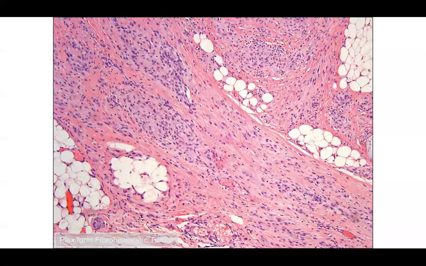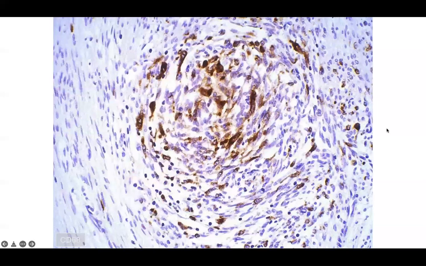More examples of the biphasic morphology, where you've got some focal nodular collections of histiocytic cells interdispersed among a spindle cell population. So here's what I was talking about, that the whorly nodules of histiocyte cells would be positive for CD68 and the surrounding spindle cells would be negative.